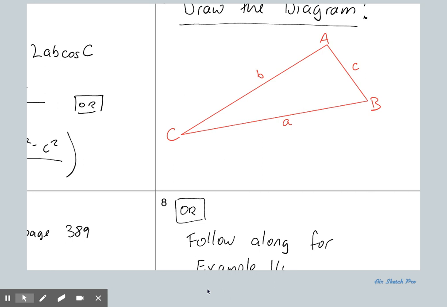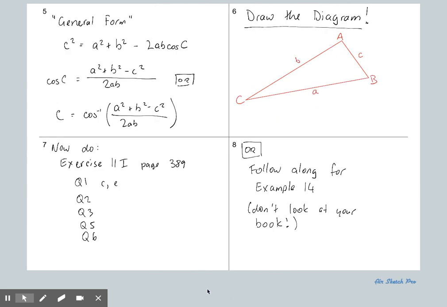So technically, you might have labelled the other vertices, it's a great idea, but you didn't have to. So you've got A and B there. As you can see, the vertex B is opposite the little b side. Vertex A is opposite the little a side. So in some textbooks, don't think ours is one of them.